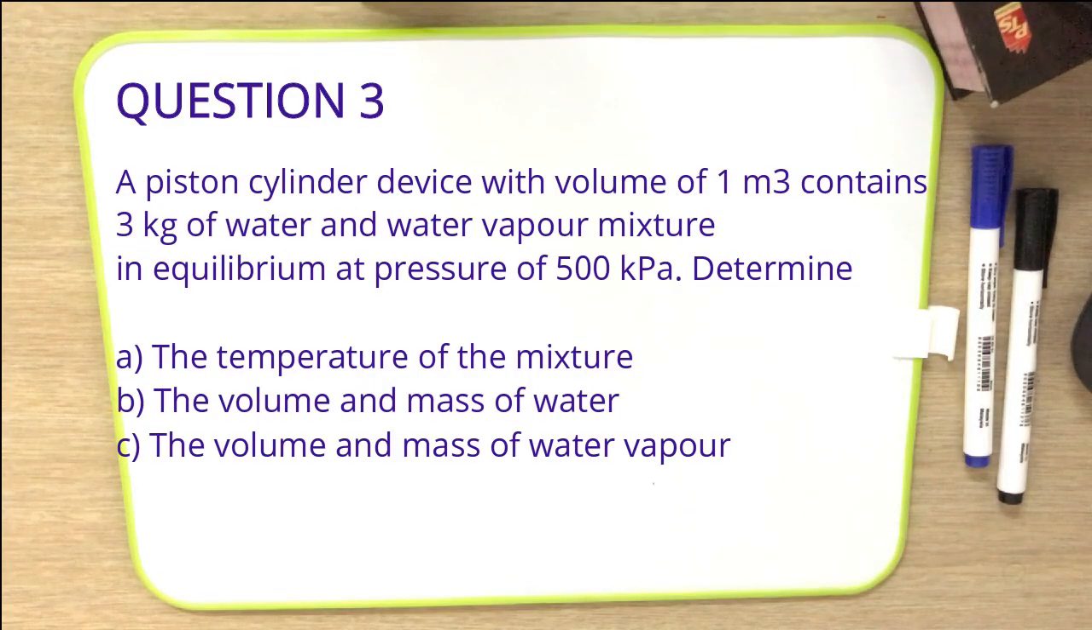A piston cylinder device with volume of 1 meter cube contains 3 kg of water and water vapor mixture in equilibrium at pressure of 500 kilopascal. Determine A, the temperature of the mixture, B, the volume and mass of water, C, the volume and mass of water vapor. Okay guys, if you look at this question, it is clearly stated that in the piston cylinder, it is a saturated mixture, isn't it? Because we have in the question a water vapor mixture, it is stated there.